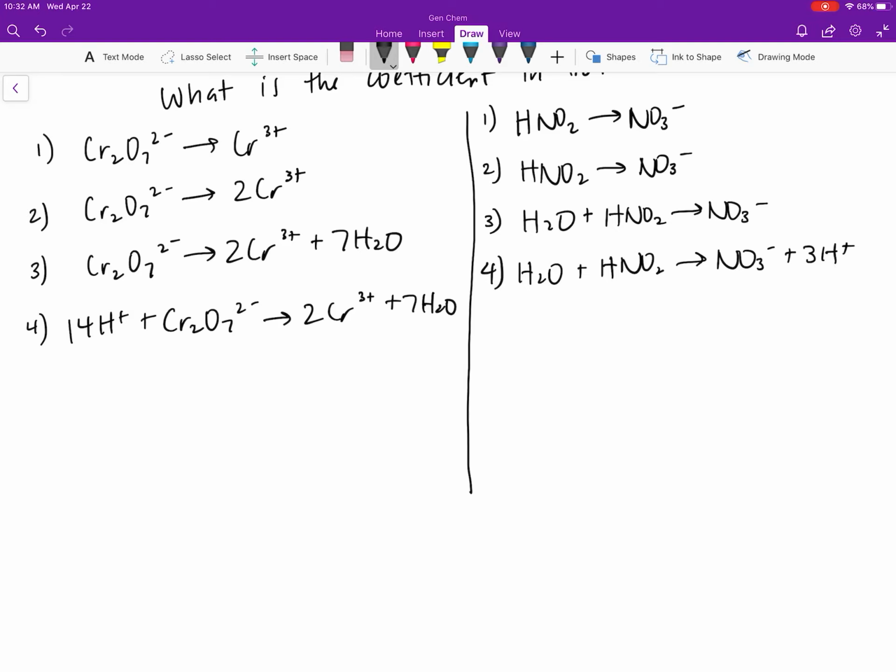Okay, so I should have had to add 14 protons to my left-hand equation and 3 protons to my right-hand equation. Now I have to look at the charges. First I need to determine what my overall charges are on both sides and add electrons to make them equal. So in this case, I have 14 plus 2 minus, which must equal 6 plus, because it's 2 times 3 plus, then plus 0, because that's neutral. So I need 12 plus to equal 6 plus. And the only way to do that is by lowering the left-hand side.